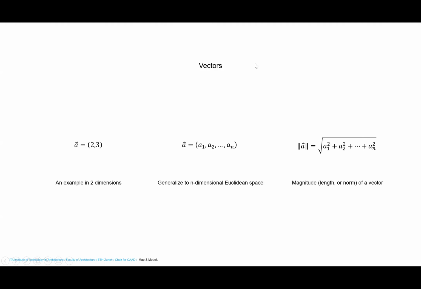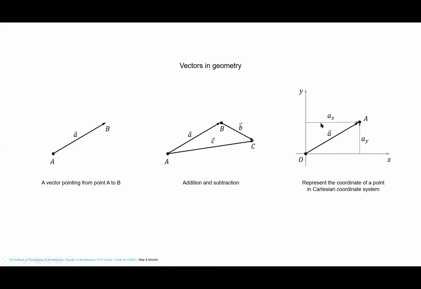vectors, and then we can calculate the magnitude, or in some other terms the length or norm, of a vector. So basically it's the square root of the sum of the squares of all the elements of the vector. This is what we are familiar with. And also in geometry, a vector represents the direction from one point to another, and then we can make additions and subtractions between vectors. And for Cartesian coordinate systems, we can use a vector to represent the coordinates of a point. So this is what we know.